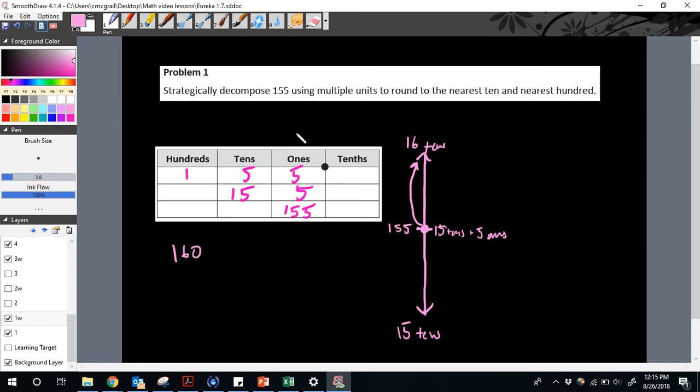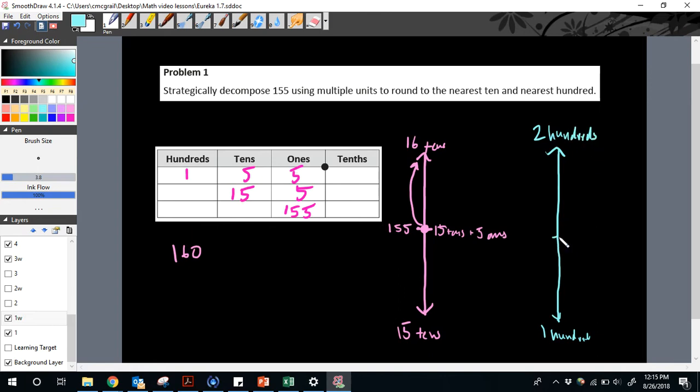160. Let's use the same strategy to round 155 to the nearest 100. So I'm going to go back to my template and find the column that has the greatest number of hundreds, and it's this one. So I'm going to use this decomposition. I'm going to draw my second number line. At the bottom, I'm going to put the number of hundreds that it has, which is 1, so I'm going to write 100. Then I'm going to go one higher than that, to 200.